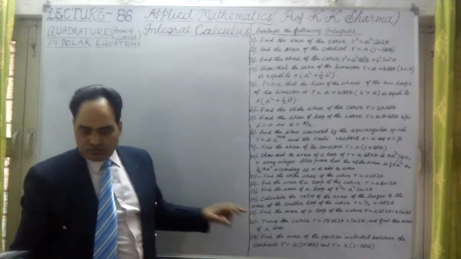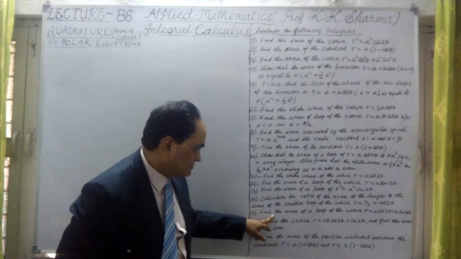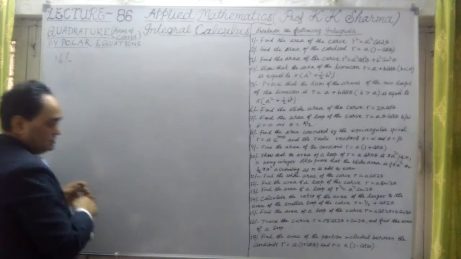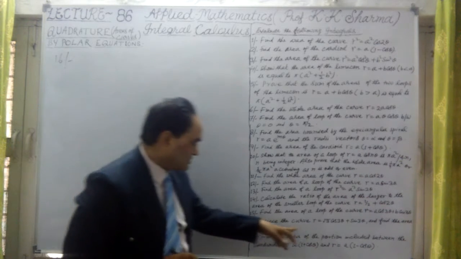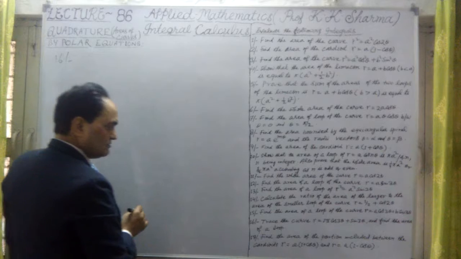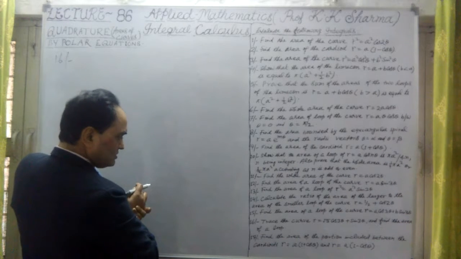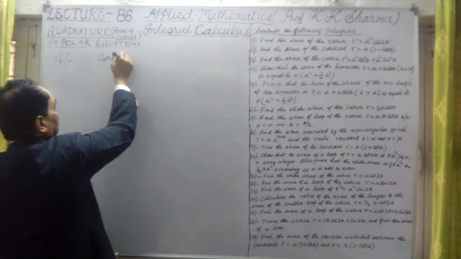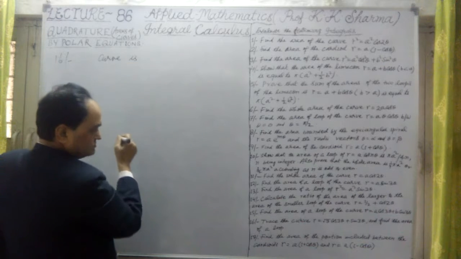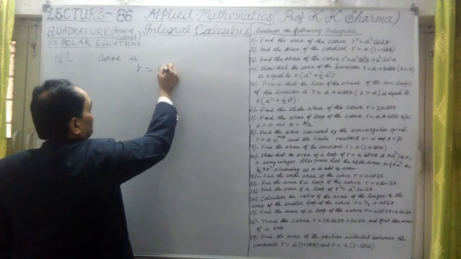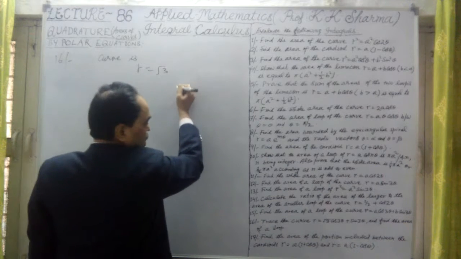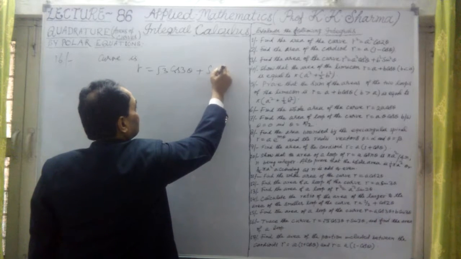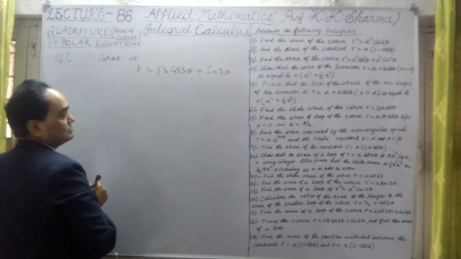Now, the 16th question, let me talk about. The 15th we have done. Now, what is the 16th question? Question number 16 says, trace the curve and find the area of a loop. Here the curve is r equal to root 3 cos 3 theta plus sine 3 theta. Okay, this is the curve here.